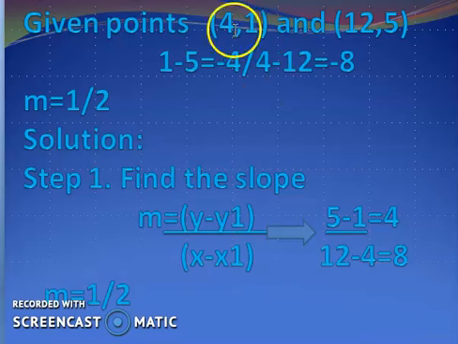So now, if we assign this as our x sub 1 and y sub 1, and this as our x and y, then y minus y sub 1, 5 minus 1, gives you 4, and 12 minus 4 gives you 8, and 4 divided by 8 is still a positive 1/2. So your slope is 1/2. Now we can plug this into the point-slope form.